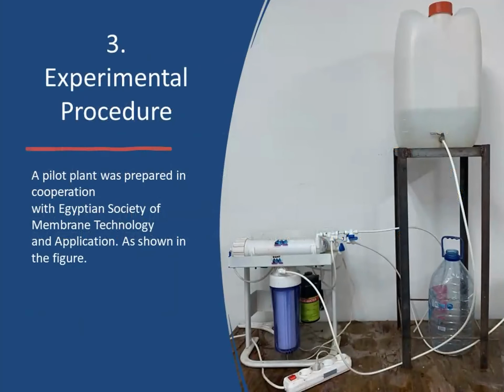For the experimental part, we have made a pilot plant under the supervision of the Egyptian Society of Membrane Technology. It consists mainly of a feed tank and receiver pump to maintain our pressure at atmospheric pressure. And we have two modules, one vertical and one horizontal. The vertical one contains activated carbon. The horizontal one contains our unmodified and modified ultrafiltration membranes.